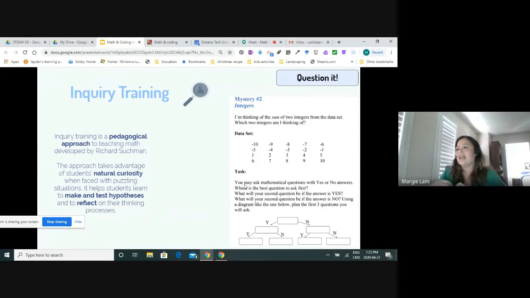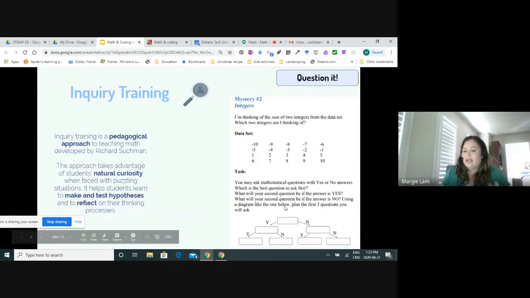It's essentially getting into the students' natural curiosity. So they're faced with a puzzling situation, and they have to think. They have to think it through. It's a lot less guidance here, a lot more discovery. Now, this is just one example where it's sort of a mystery game. You have a question, a data set, and they have to solve it using yes/no questions.